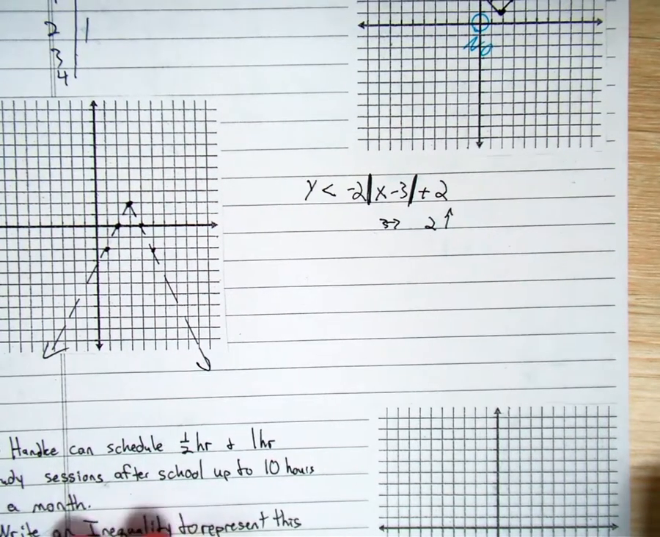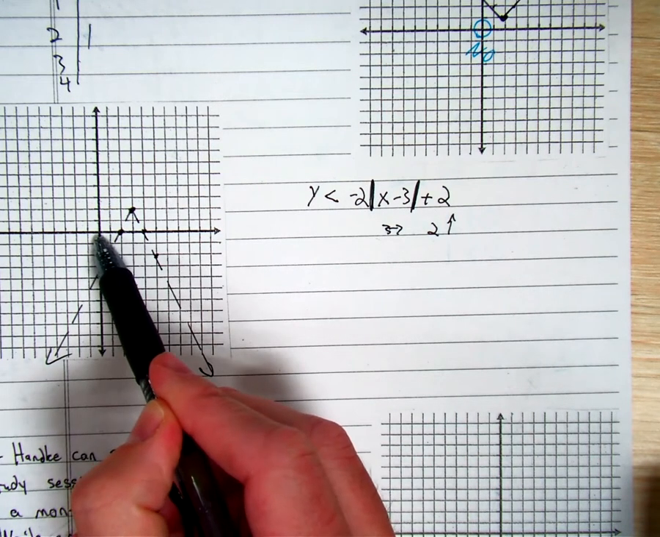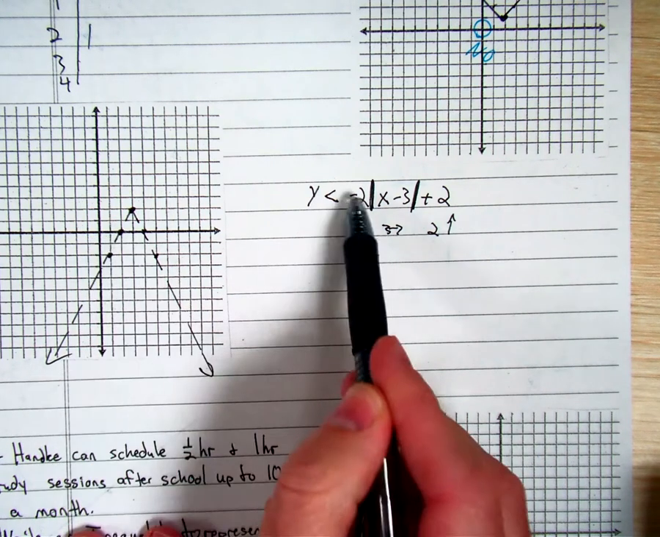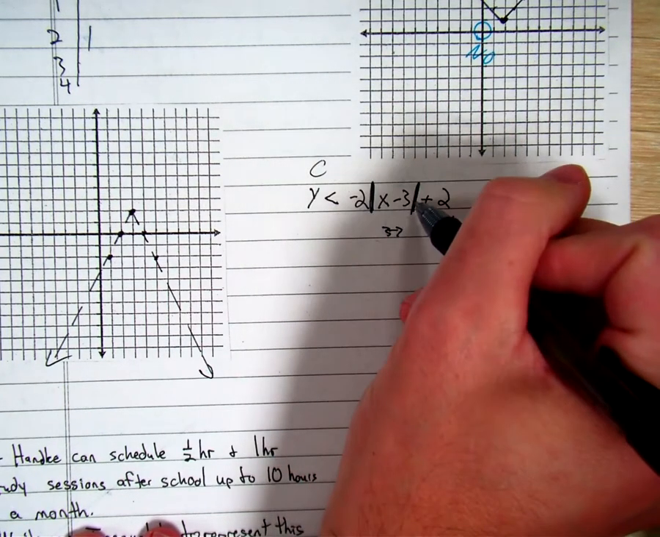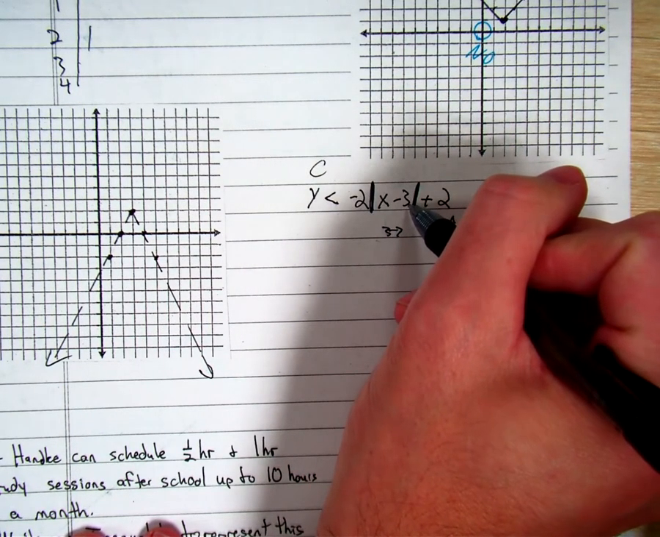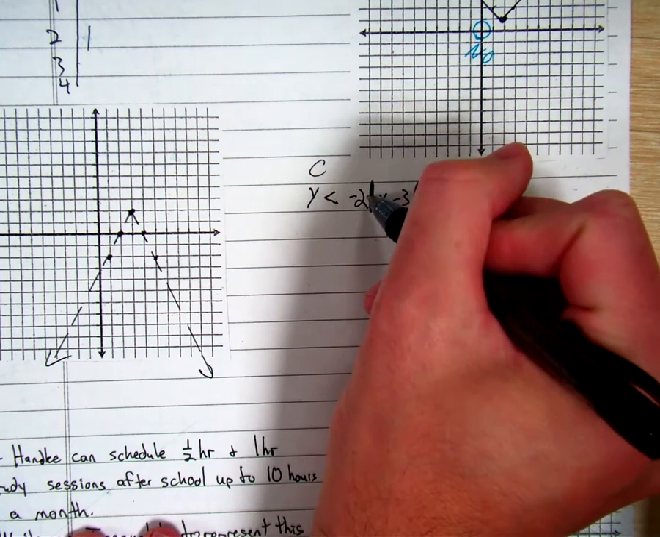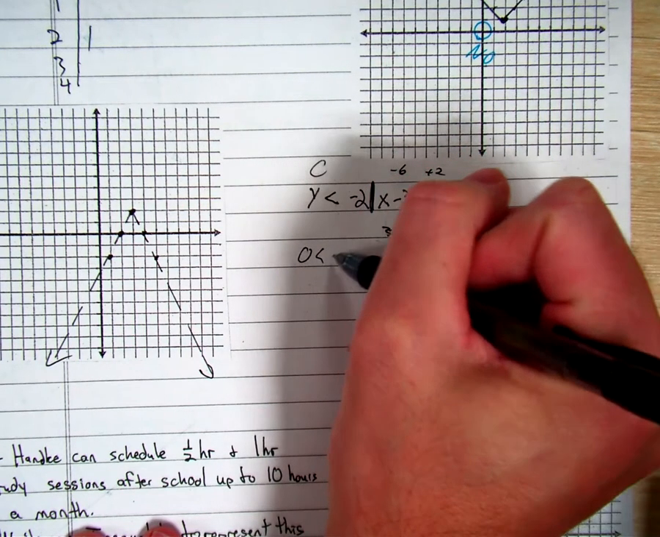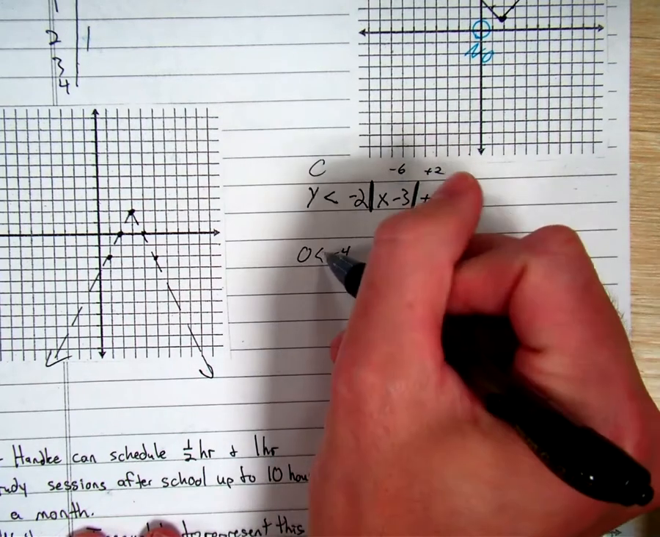Where are we going to shade? Less than for me is telling me on this one down 0, 0. If I put 0 and 0 in here, let's see what happens. See, this is where you got to test these. It's tricky. So with 0, 0 here is going to be negative 3. Absolute value of negative 3 is positive 3 times negative 2, negative 6, plus 2 is negative 4. So is 0 less than negative 4? No. Let's double check this.